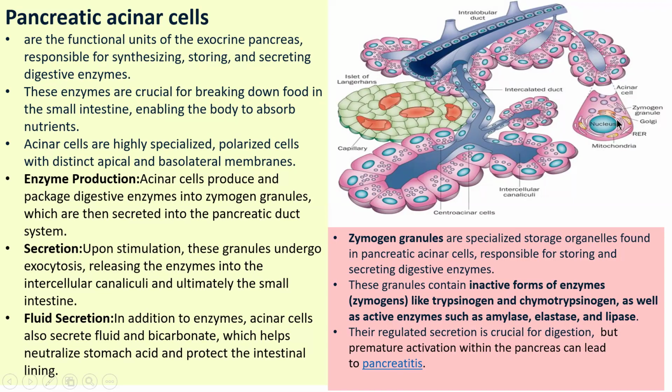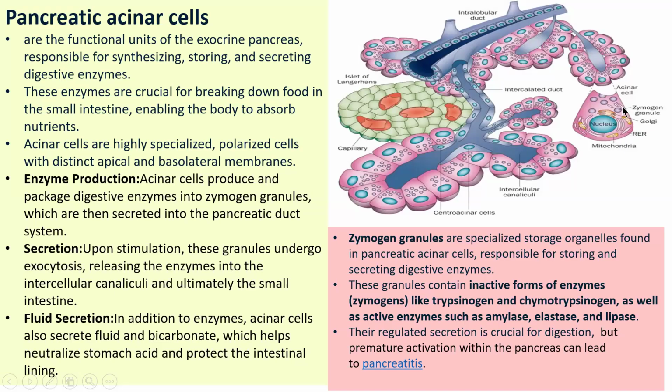Acinar cells are important for breaking down food in the small intestine, and they help to absorb the nutrients after digestion. Acinar cell has an exocrine function because it helps in releasing different types of enzymes. With the help of enzymes, it helps in breaking down of food, in digestion of food. It helps in absorption of nutrients through blood vessels and lymph also. So acinar cells are very important, highly specialized, polarized cells.